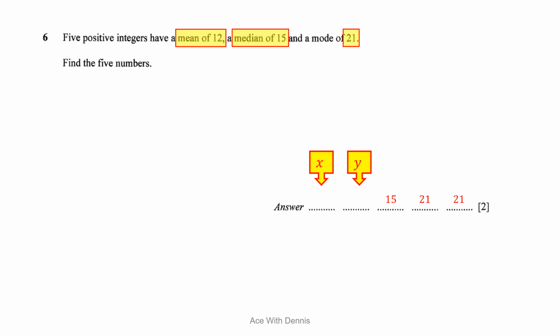So let's label the first integer as x and the second integer as y. Given that the mean is 12, hence x plus y plus 15 plus 21 plus 21 over 5 equals 12. Then we simplify this equation. x plus y plus 57 equals 60, so x plus y equals 3. Given that these numbers are positive integers, the only combination to have the sum of 3 is x equals 1 and y equals 2. Hence, the first integer is 1 and the second integer is 2.